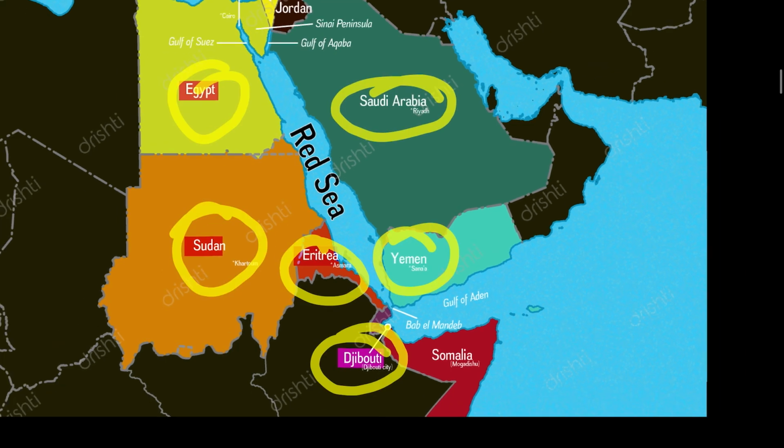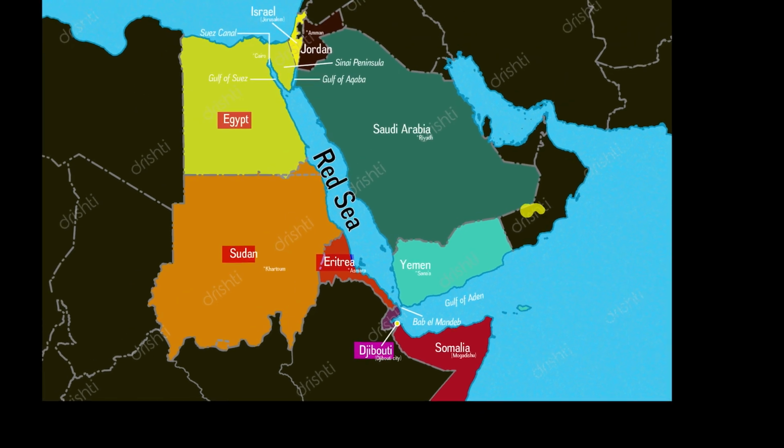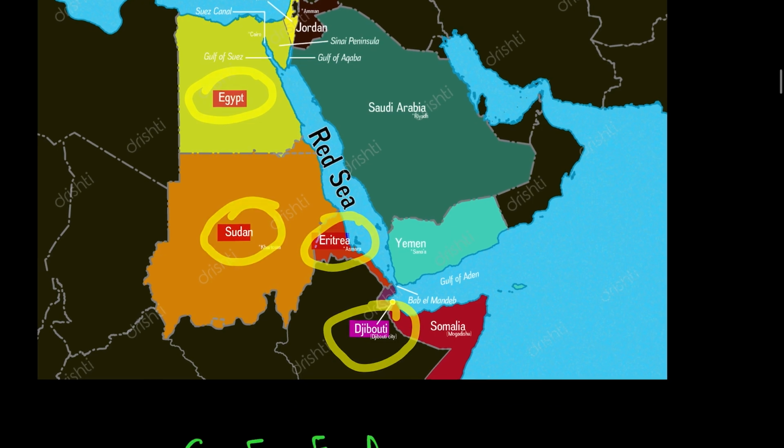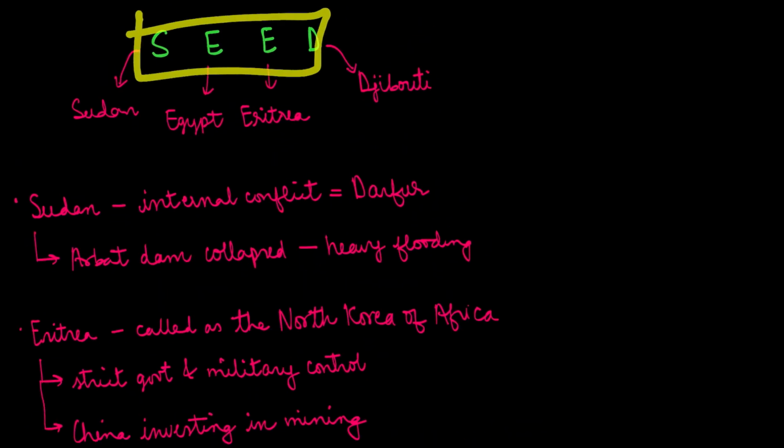So from the African side, it is SEED. We remember it by the acronym SEED, where S stands for Sudan, E for Eritrea, another E for Egypt, and D for Djibouti. So this is the mnemonic SEED.